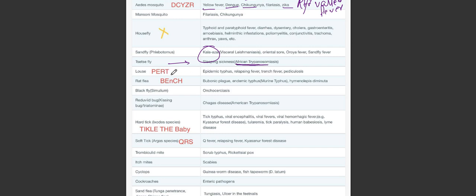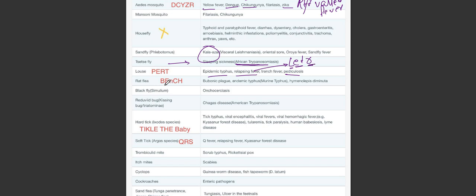Louse's mnemonic is PERD. P for pediculosis. E is for epidemic typhus. R is for relapsing fever. Which relapsing fever? Louse-borne: L for louse, E for epidemic typhus, and R for Borrelia recurrentis.